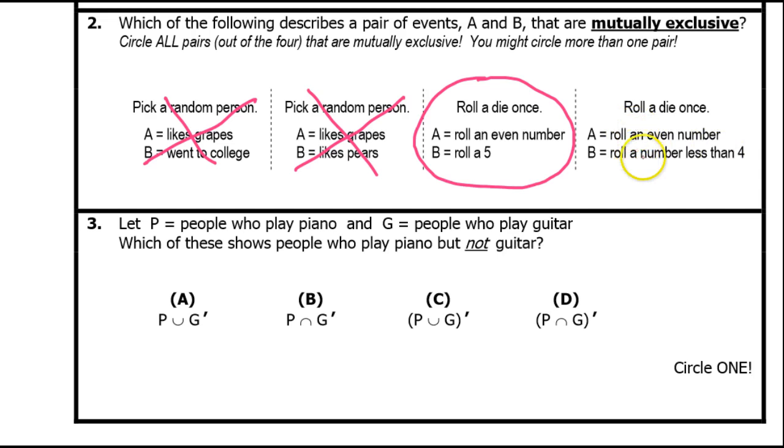These events are overlapping because of the number 2. You could roll an even number that is less than 4 if you were to roll a 2. So these are overlapping. Both could happen at the same time. Both could be true. So I will not circle this one. So this is the only set that's mutually exclusive.